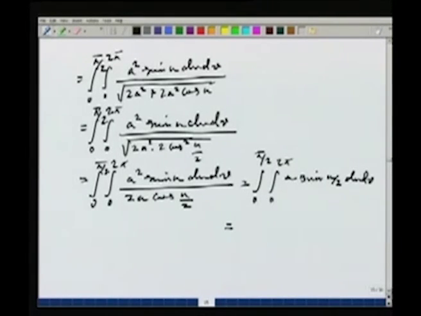Now there is no v in the integrand, so I just get 2 pi, then 0 to pi by 2. A also I can take out, it has nothing to do with the integral, it is just sin u by 2 du, which now one can easily calculate, because the integration of sine and such things we can do. So this is how one does the integration.